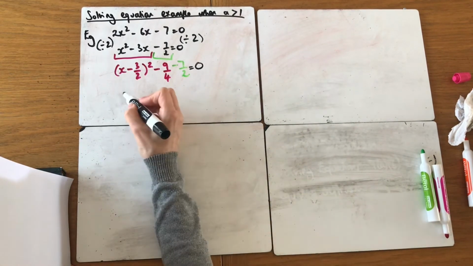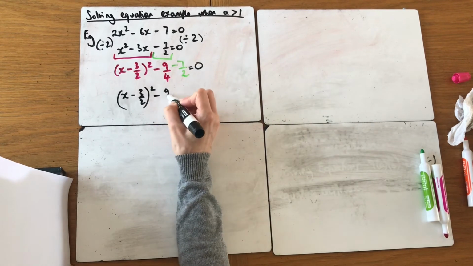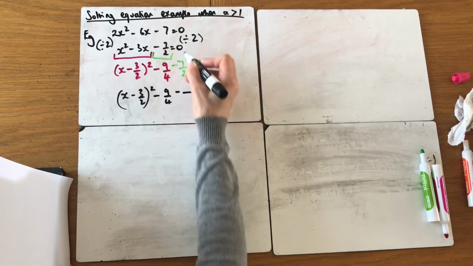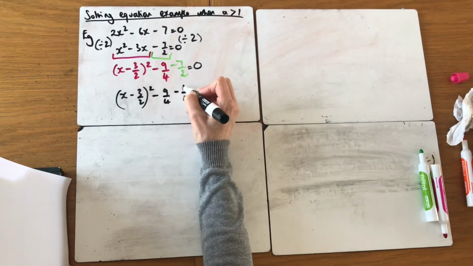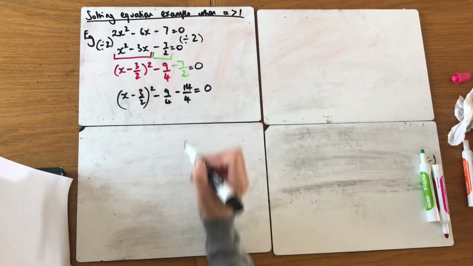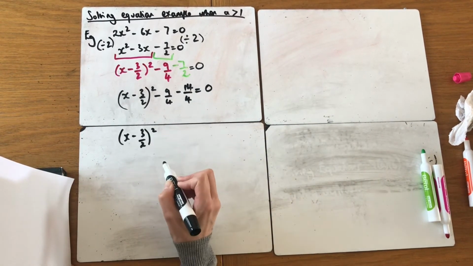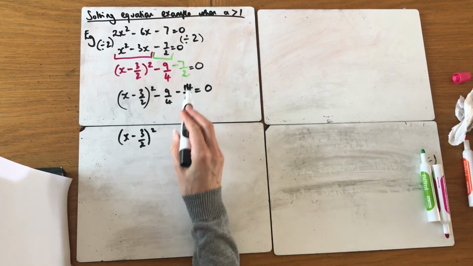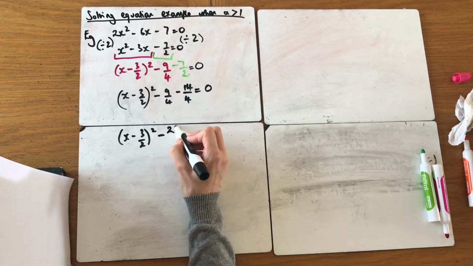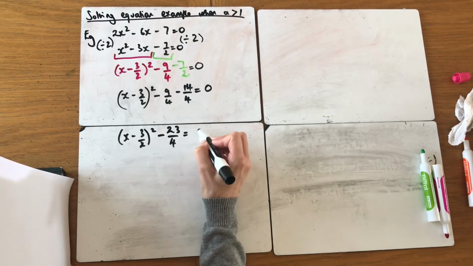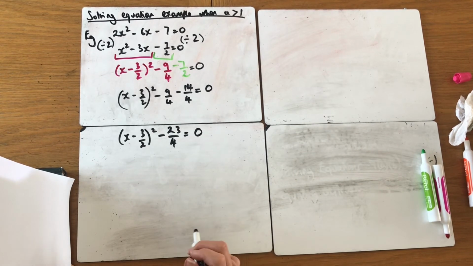In order to simplify this, I've got my x minus 3 over 2 squared minus 9 over 4. Let's have a common denominator here so I can subtract those fractions. So 7 over 2 is equivalent to 14 over 4. Remember, it still equals 0. Simplifying the last two terms, minus 9 over 4 minus 14 over 4 is equal to minus 23 over 4 equals 0. Now I'm set up in a position where I can solve the equation.